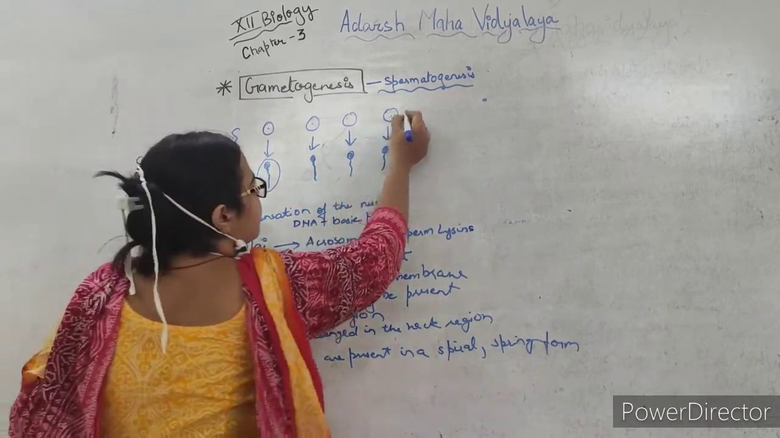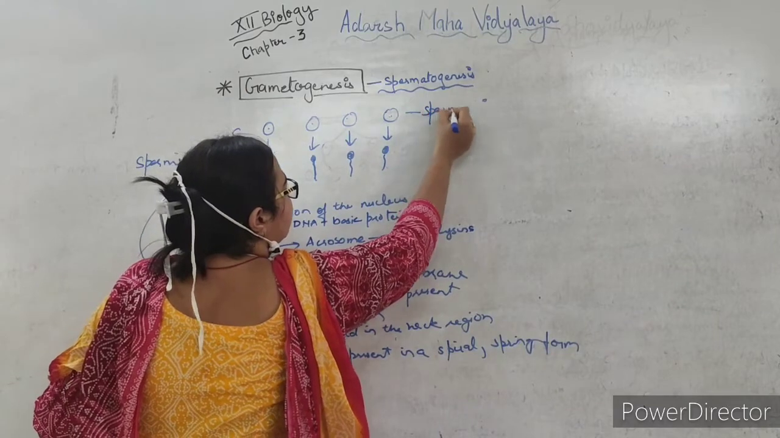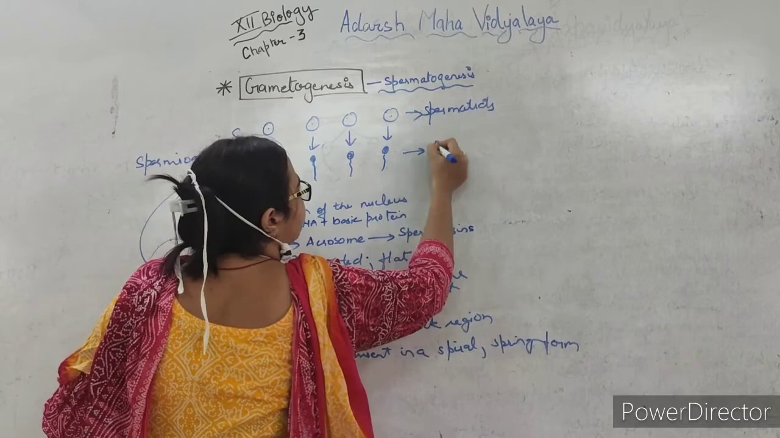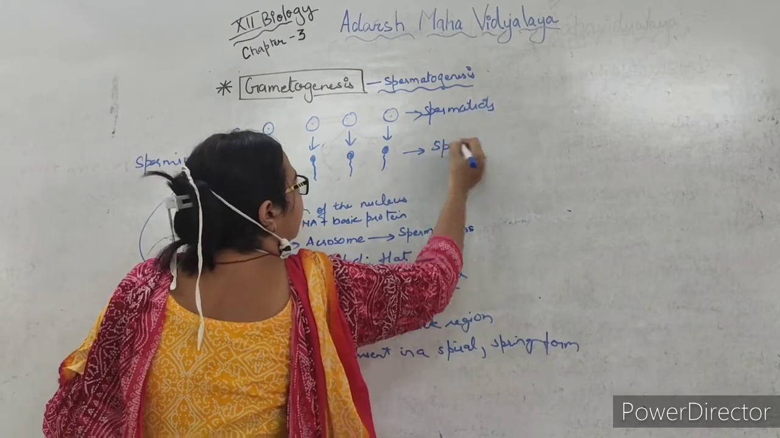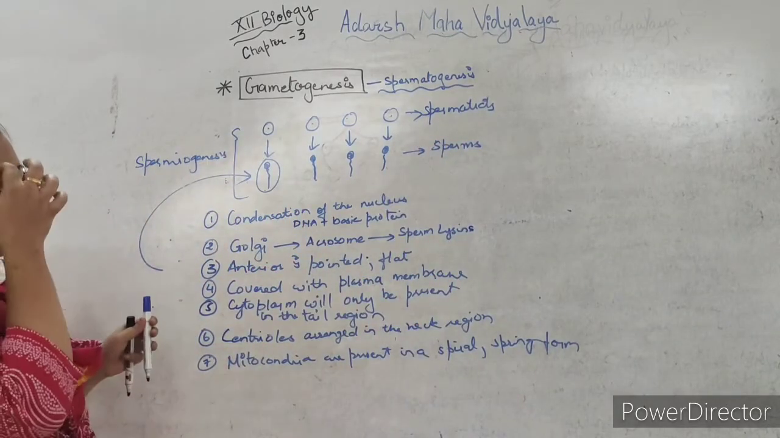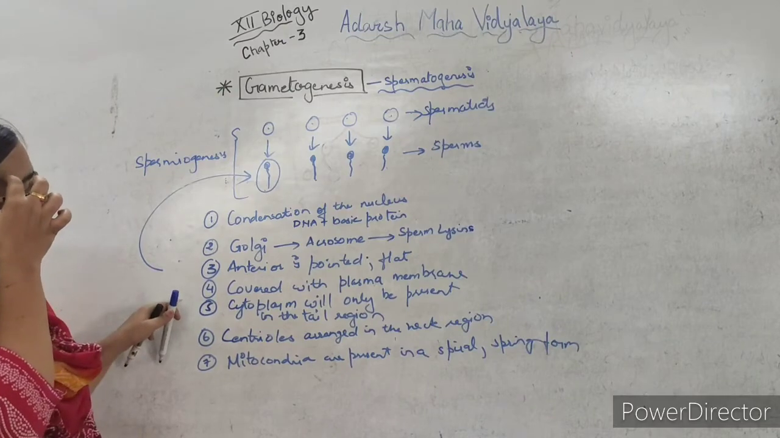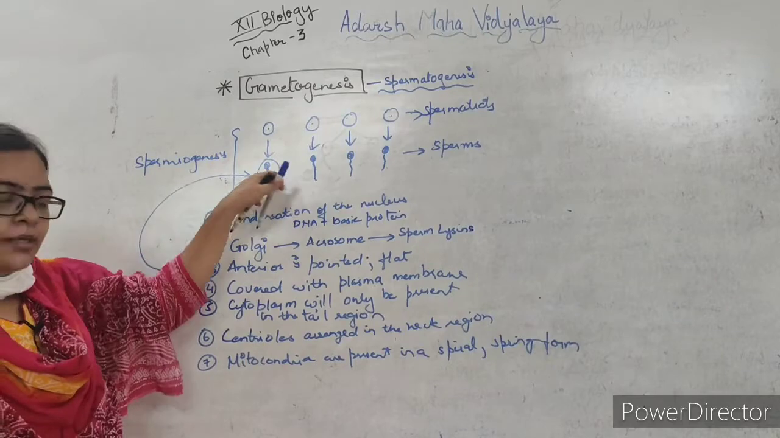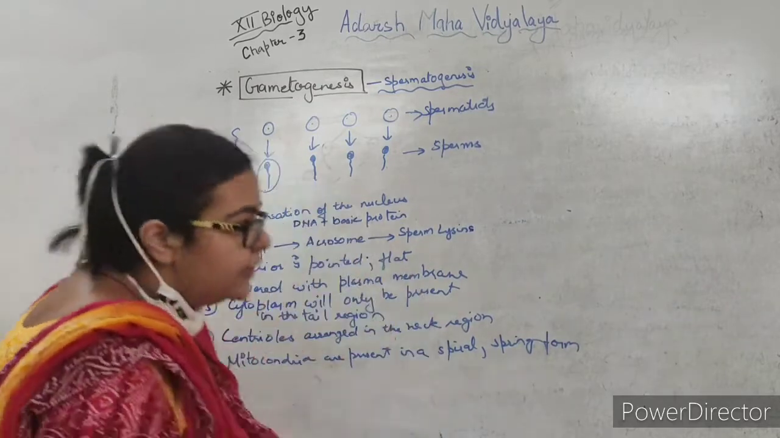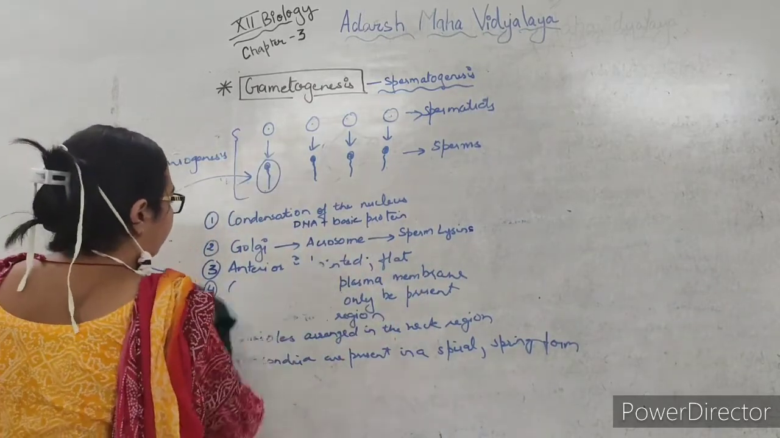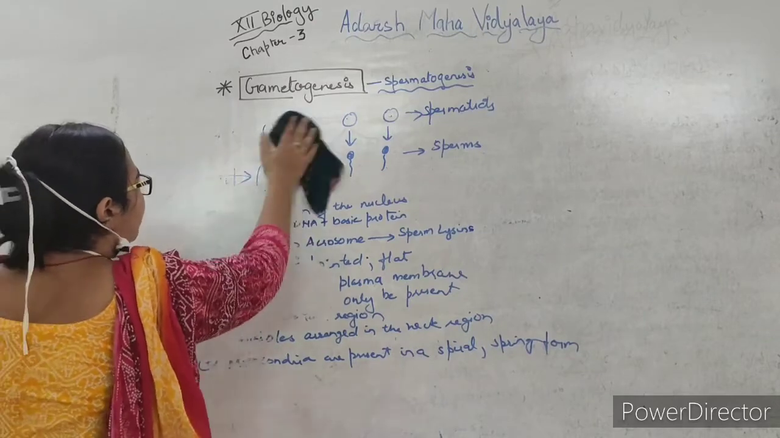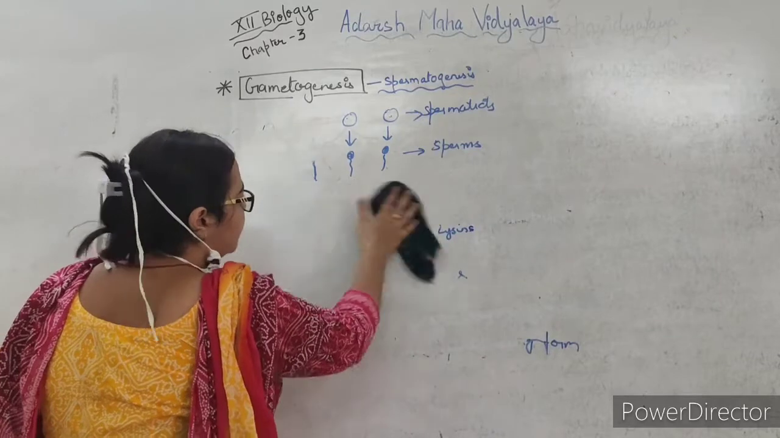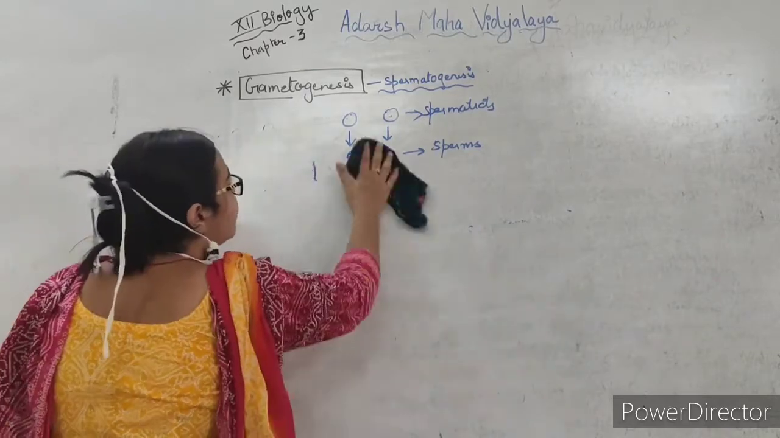Okay, these were the spermatids and these are the sperms. So this is what all events will occur in the conversion of the circular looking cell into a particular structure, that is sperm. Now we'll see the role of hormones, or the hormonal control of spermatogenesis.